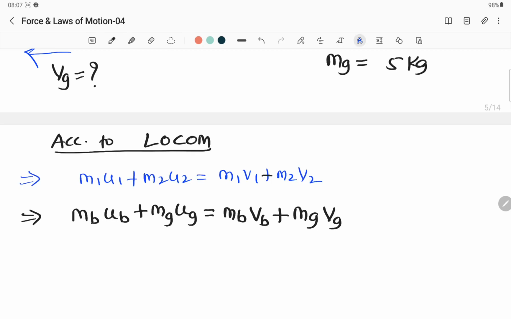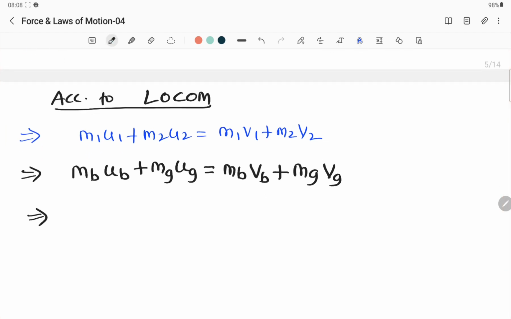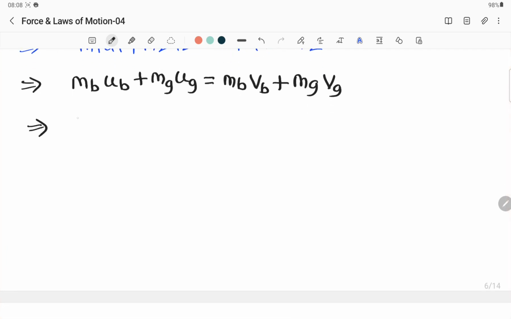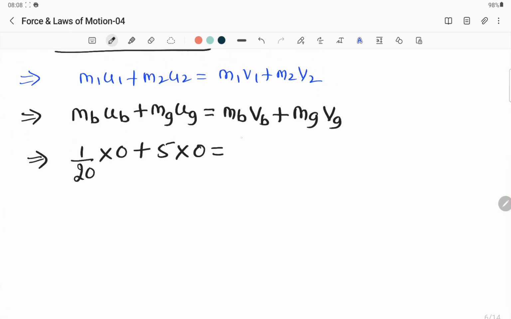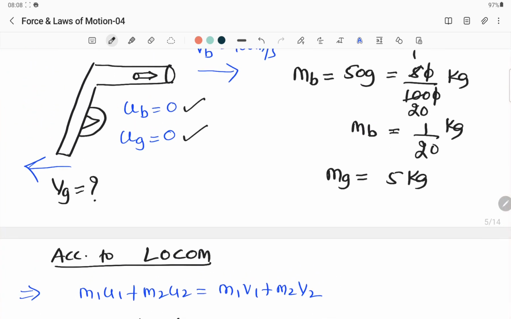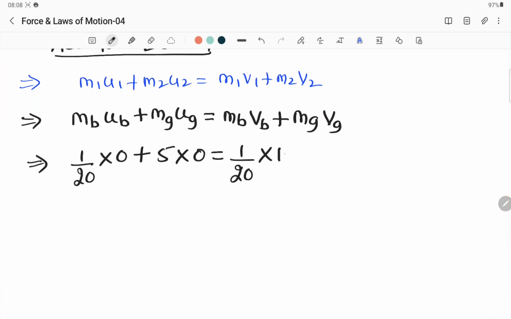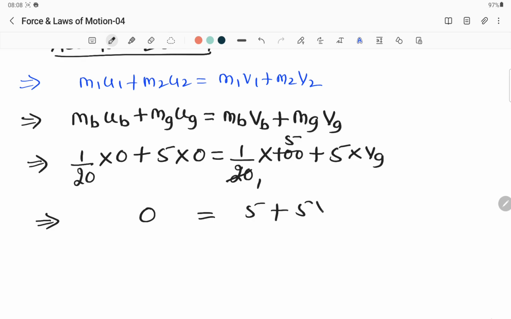From this formula we have to make this transition according to our convenience. How about the mass of the bullet? The mass of the bullet is already recorded, that is 1 by 20. So 1 by 20 into 0, plus the mass of the gun, that is 5 kg, into 0, is equal to the mass of the bullet, 1 by 20, into Vb. The velocity of the bullet is 100, which is given, plus the mass of the gun, 5, into Vg, which we don't know and need to calculate, and the left side becomes 0. That is equal to 5 plus 5 Vg.